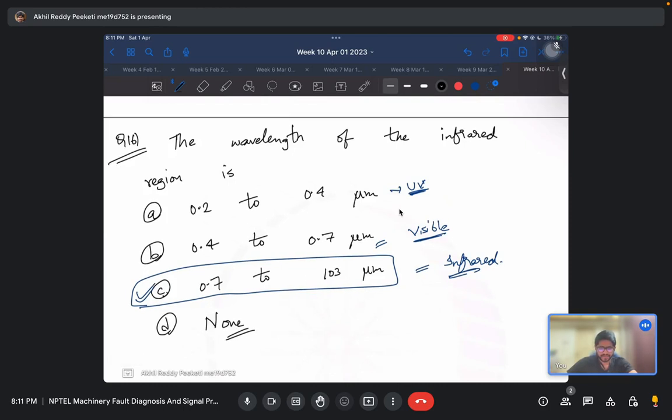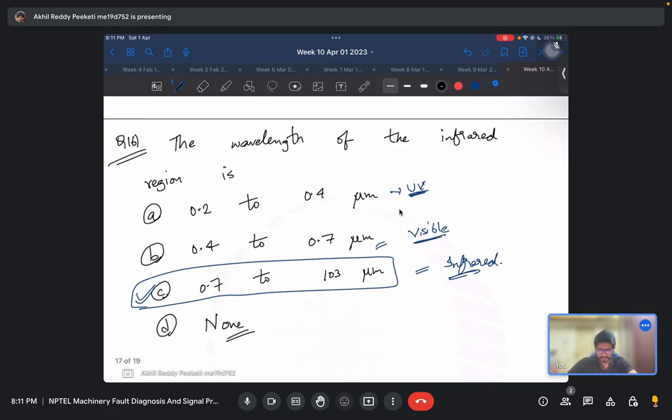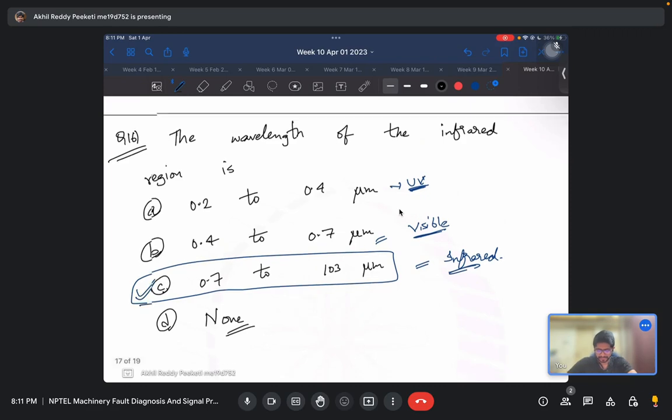The wavelength of the infrared region is around 0.7 micron to 10^3 micrometers. Below 0.7 down to 0.4 is visible, below that is ultraviolet, even below that you will have X-rays, and below that gamma rays, and above infrared you will have microwaves and radio waves. So the wavelength of infrared is in between 0.7 and 10^3 microns.